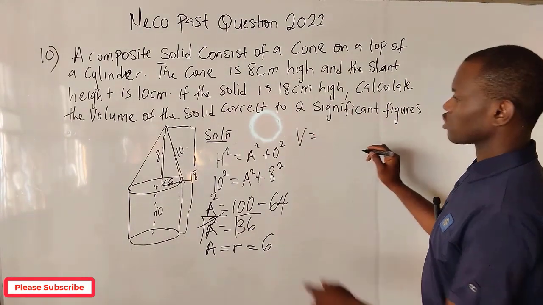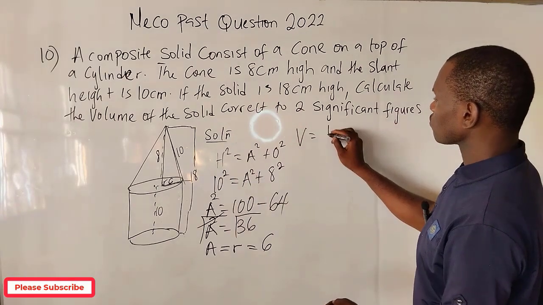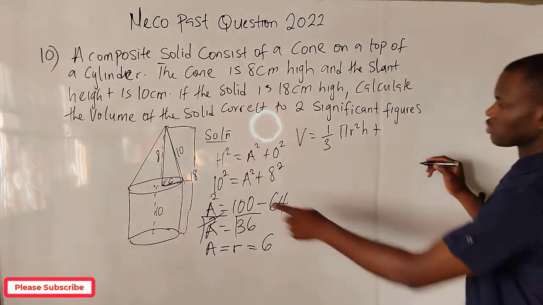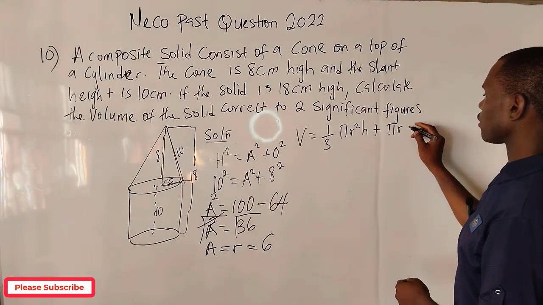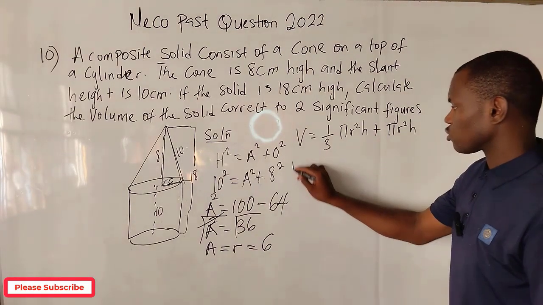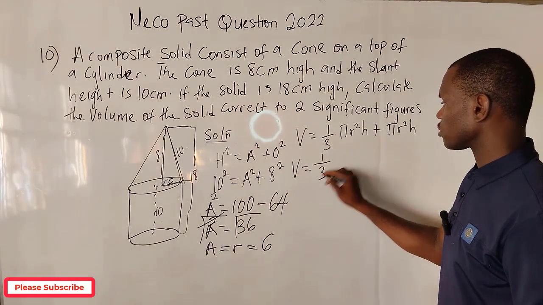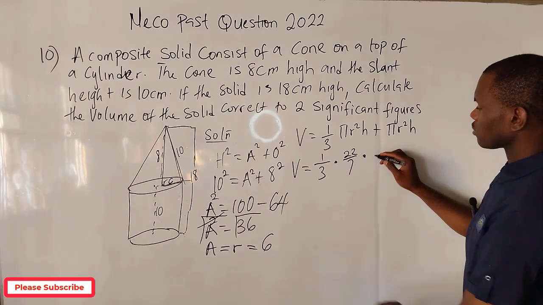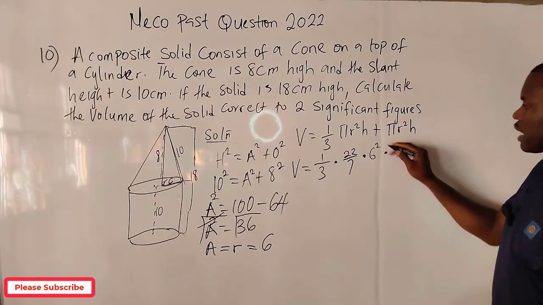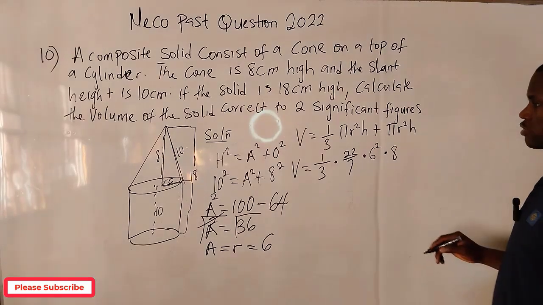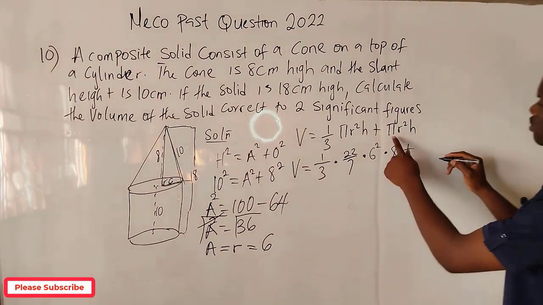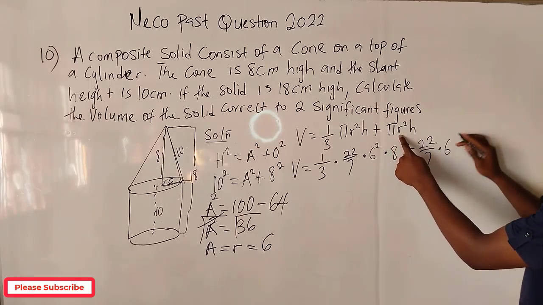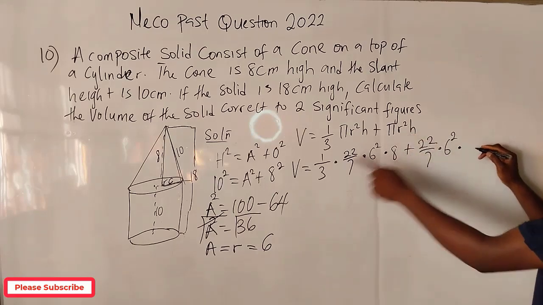So we say volume is equal to that of the cone, which is 1/3 pi r squared h, plus that of the cylinder, which is pi r squared h. Then we substitute. V is equal to 1/3 times 22/7 times my r, which is 6, raised to power 2 times my height, which is 8, plus 22/7 times my r, 6 squared, times the height, which is 10.